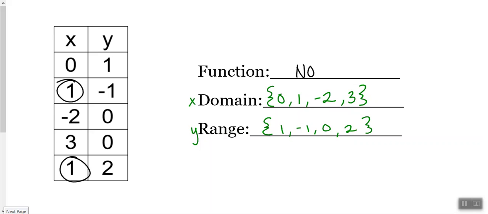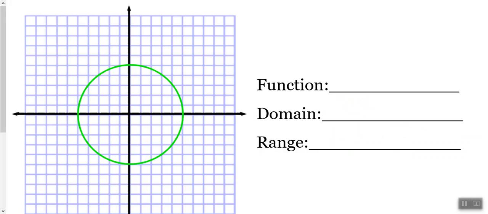All right, and we got one more. So it's back to a graph. So back to a graph means, I'm going to pick a different color this time, we're going to use our vertical line test.